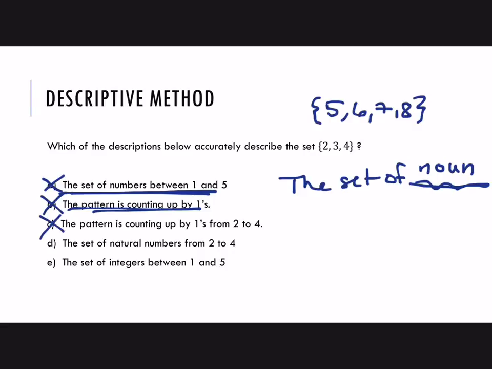How about the set of natural numbers from 2 to 4? I've started at 2, ended at 4, and I have specifically stated what type of numbers, the natural numbers. I know that those are counting numbers, and the only ones from 2 to 4 are 2, 3, 4. So this is a good description for that set. And finally, the set of integers between 1 and 5. We'll learn a little bit later that the integers are all of the counting numbers, as well as 0, and then all of the negative counting numbers, like -1, -2, etc. So this is also a correct description.